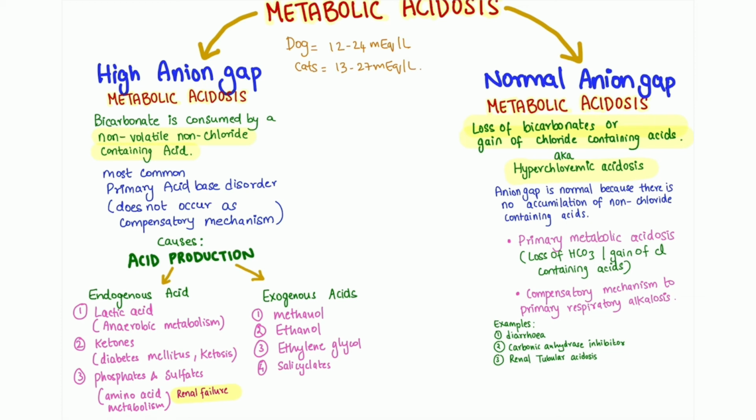This normal anion gap metabolic acidosis can not only occur as a primary acid base disorder, but it can also occur as a compensatory mechanism to primary respiratory alkalosis. Some conditions that can cause normal anion gap metabolic acidosis are diarrhea, small bowel diarrhea, use of carbonic anhydrase inhibitors, and renal tubular acidosis.